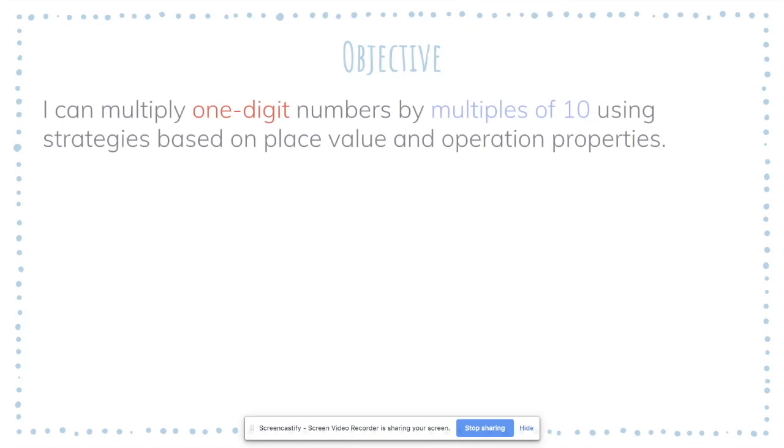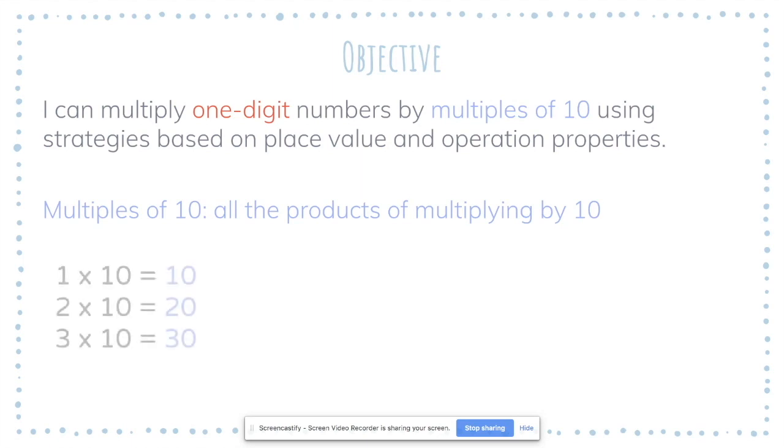I can multiply one-digit numbers by multiples of 10 using strategies based on place value and operation properties. So multiples of 10, let's go over that. Those are all the products of multiplying by 10. So for example, 1 times 10 is 10. So 10 is a multiple of 10.